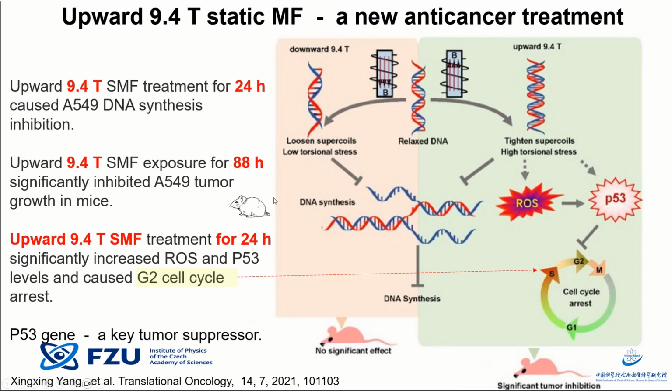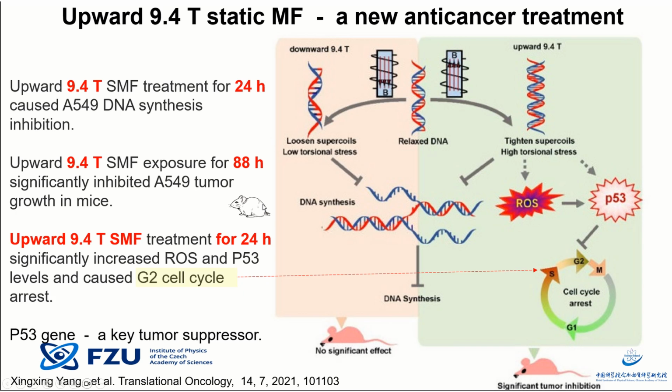We performed in vitro and in vivo experiments in a 9.4 Tesla static magnetic field, and these are the most interesting results we obtained. Upward 9.4 Tesla static magnetic field treatment for 24 hours caused A549 DNA synthesis inhibition. It also significantly increased ROS and P53 levels and caused G2 cell cycle arrest. Exposure to the same magnitude upward static magnetic field for 88 hours significantly inhibited A549 tumor growth in mice.